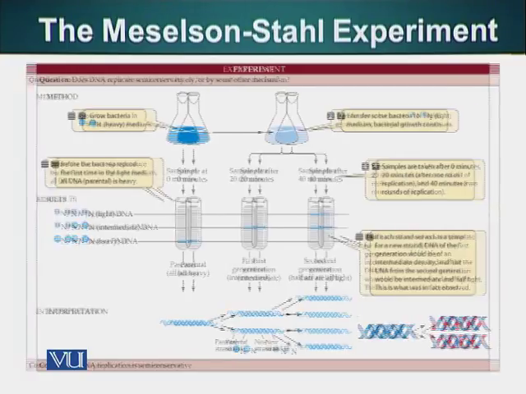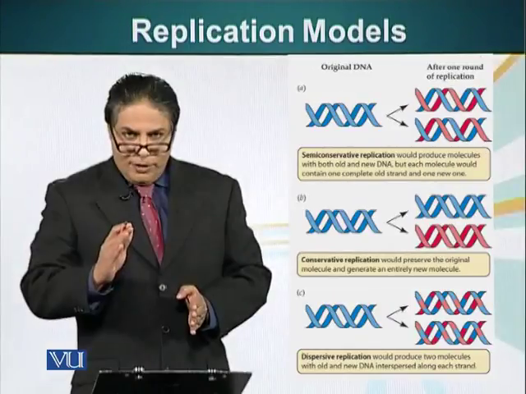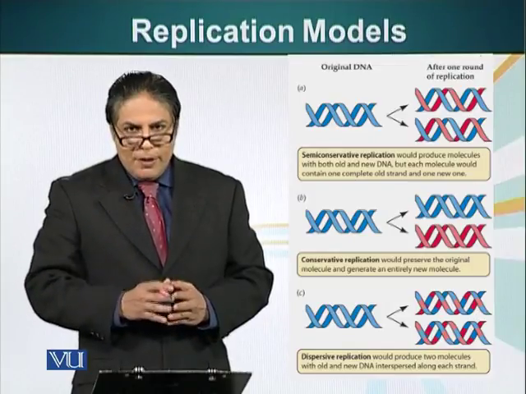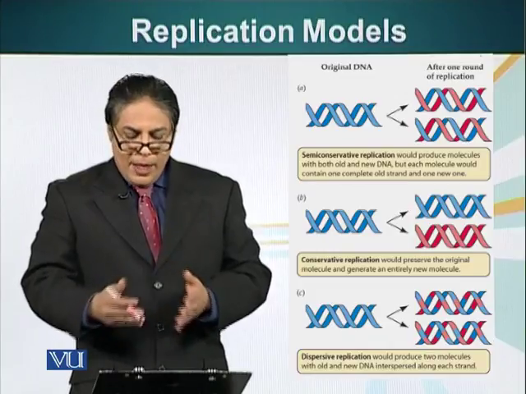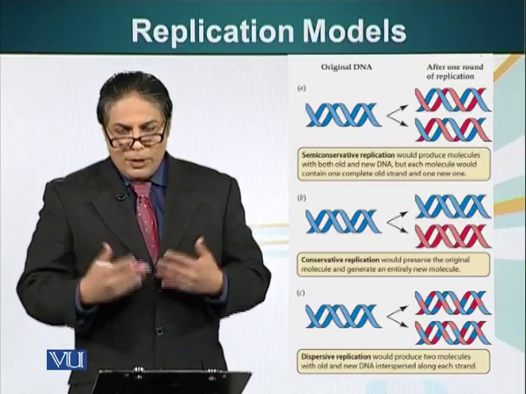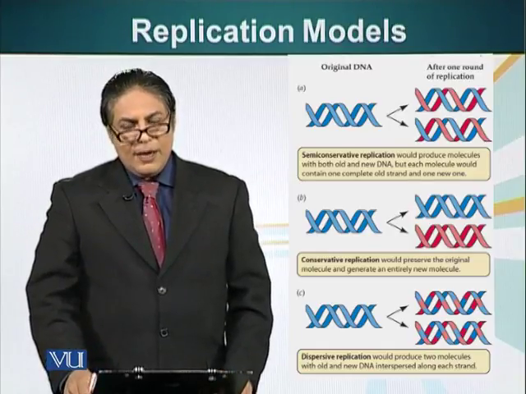So let's look at those three models, A, B, and C. Model A is the correct one. This semi-conservative mechanism of DNA replication is the correct one, and I have put a check mark there. The other two mechanisms are not what happens in nature. We'll continue our discussion of DNA in the next module.